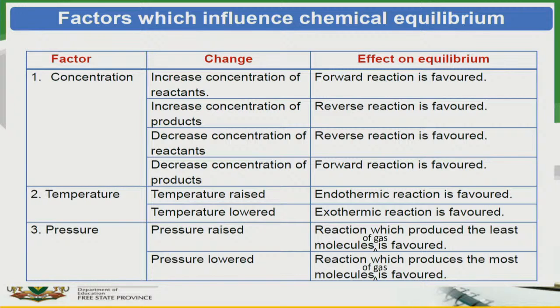When we increase the concentration of the products, the reverse reaction will be favored because the system wants to use that added concentration of the products. Therefore, the reverse reaction will be favored. But what happens when you decrease the concentration of the reactants? Since the concentration of the reactants was decreased, the system wants to do what? To increase the concentration of the reactants, meaning it wants to form more reactants. Therefore, it means the reverse reaction will be favored. When you decrease the concentration of the products, the system wants to form more products. Therefore, the forward reaction will be favored.